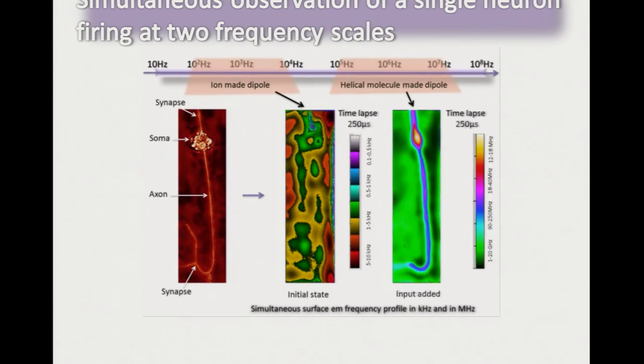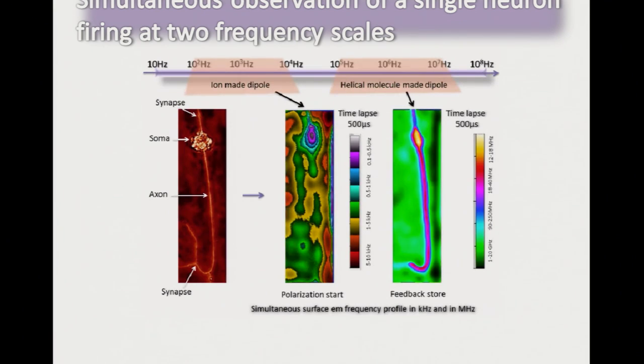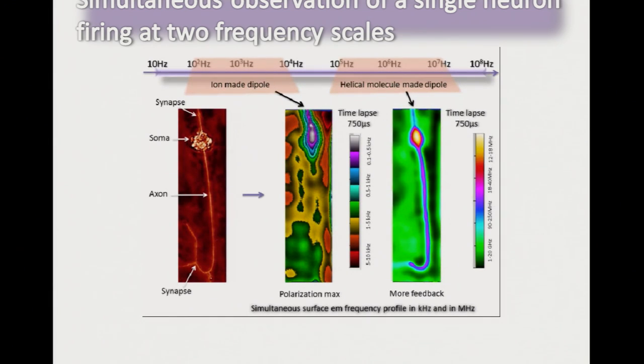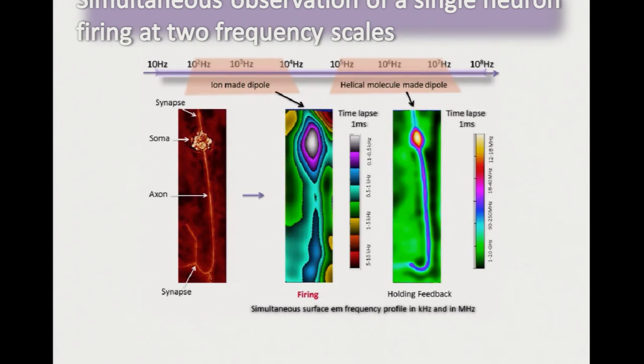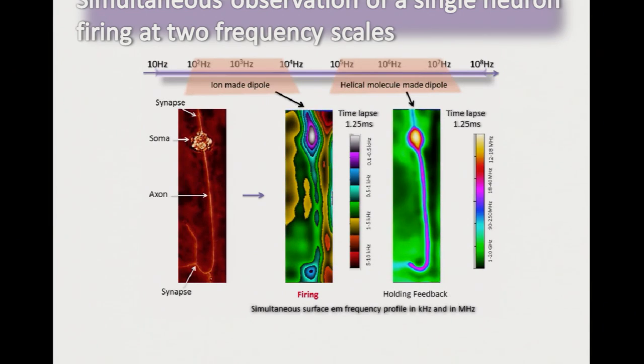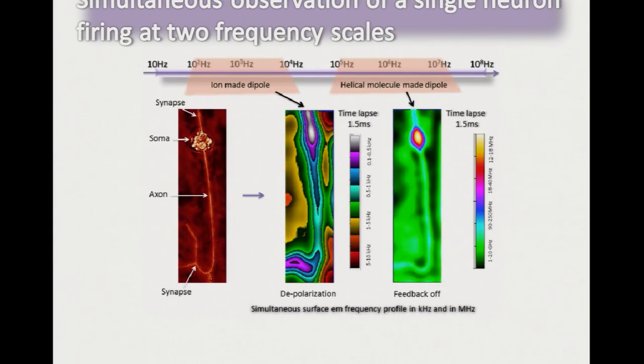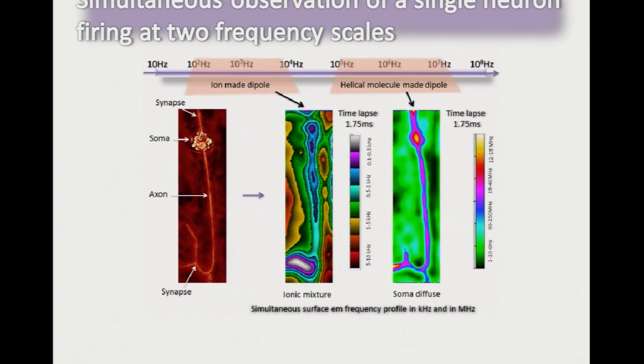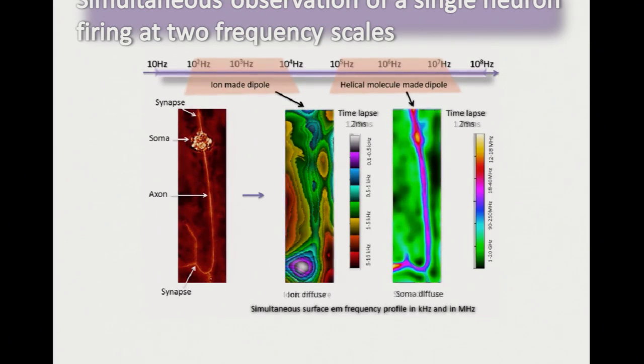So the left part is just a microscopic image. And you can see the time-lapse image of how the action potential builds up at a very different time scale, which was unseen until now. So you get a very different kind of view. Now the firing will start. Firing starts means you will see kilohertz ions propagating from top to bottom. And you will find after that, energy diffuses beyond the junction.